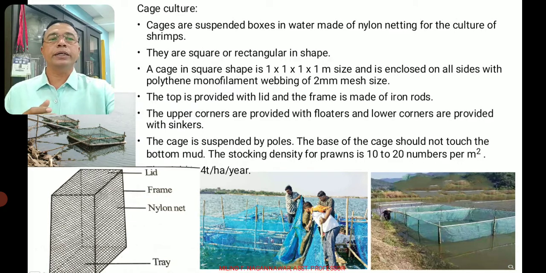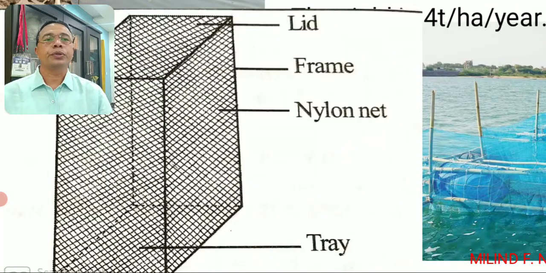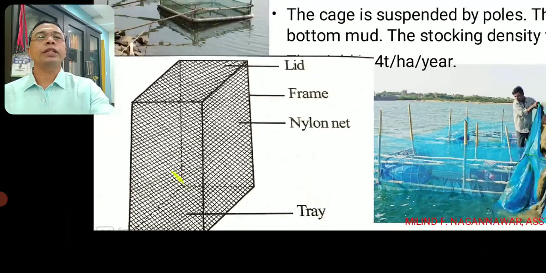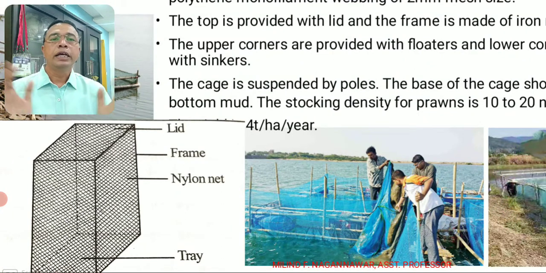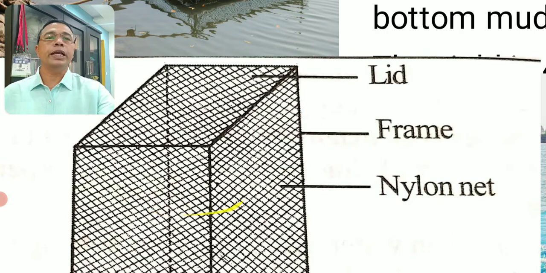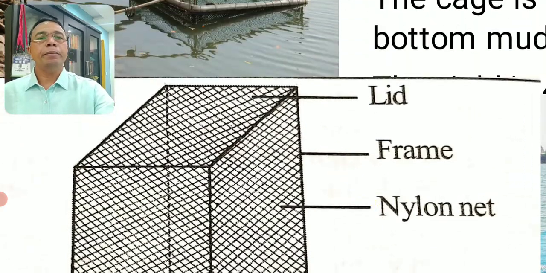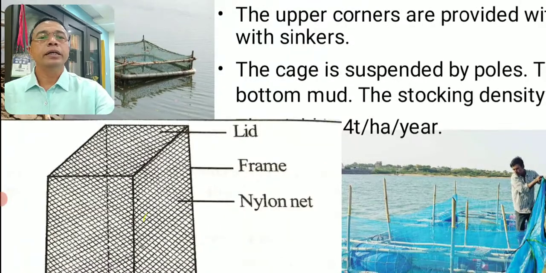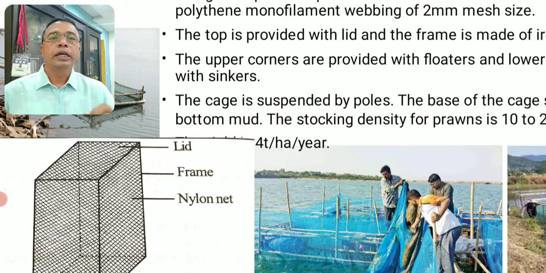What is done here? So this is the cage. The cage is made up of iron frames, iron frame covered with nylon net. It should have a lid at the top. This is one of the cages. Is it clear? So the frame is the iron frame. Then it should have the lid, and the entire thing is covered by the nylon net.